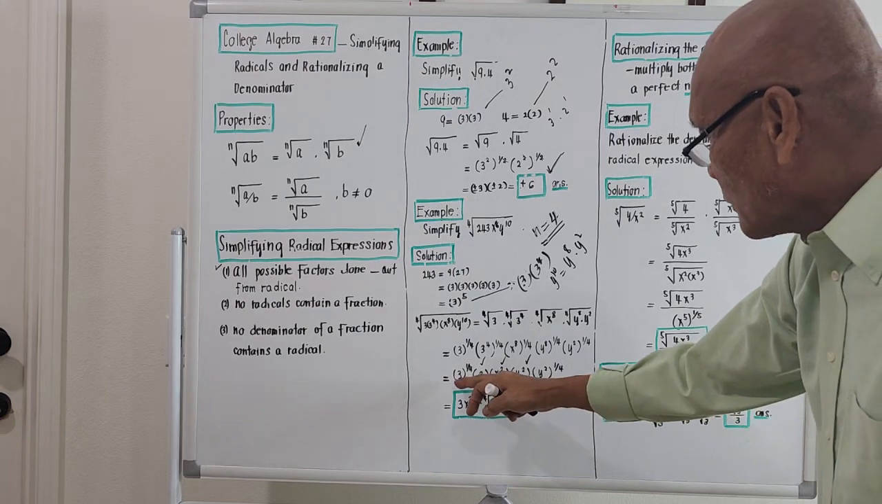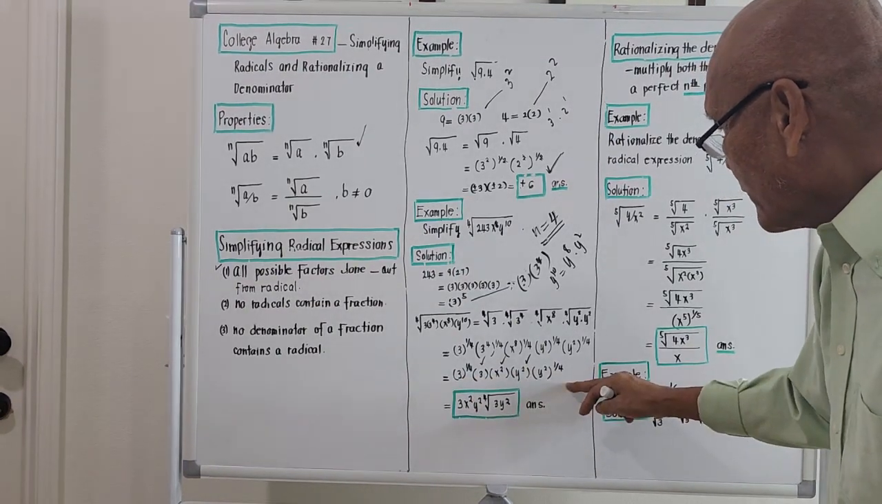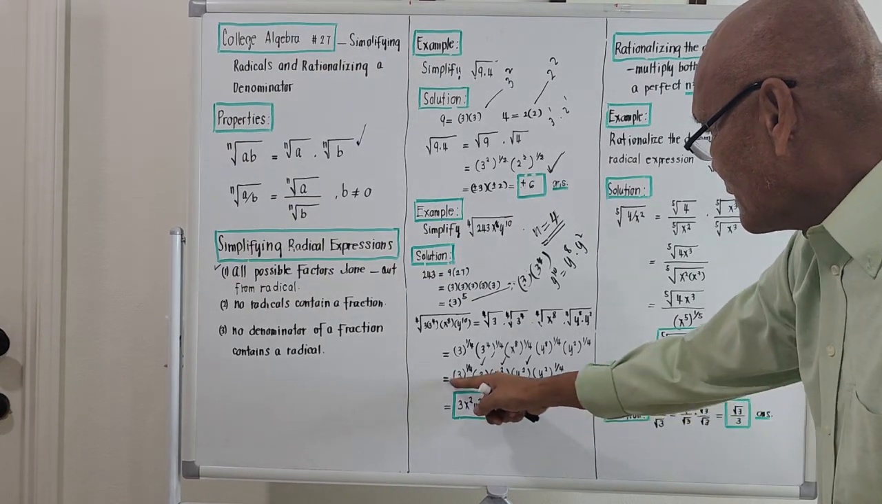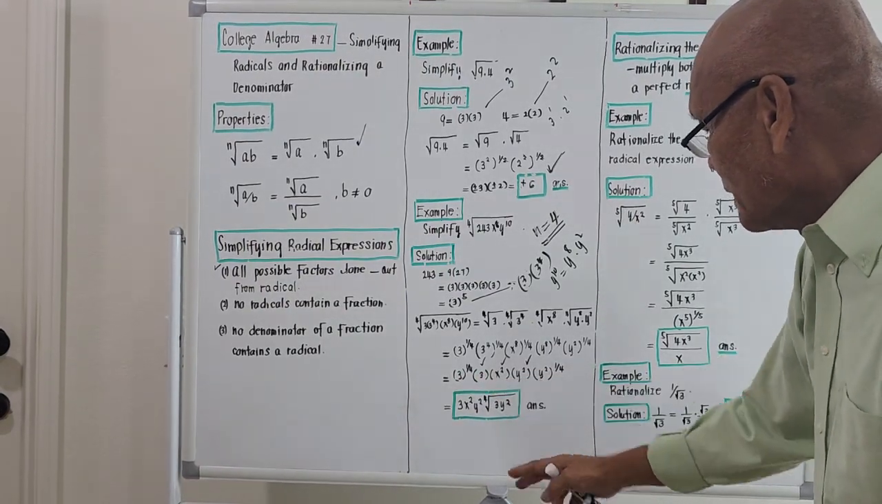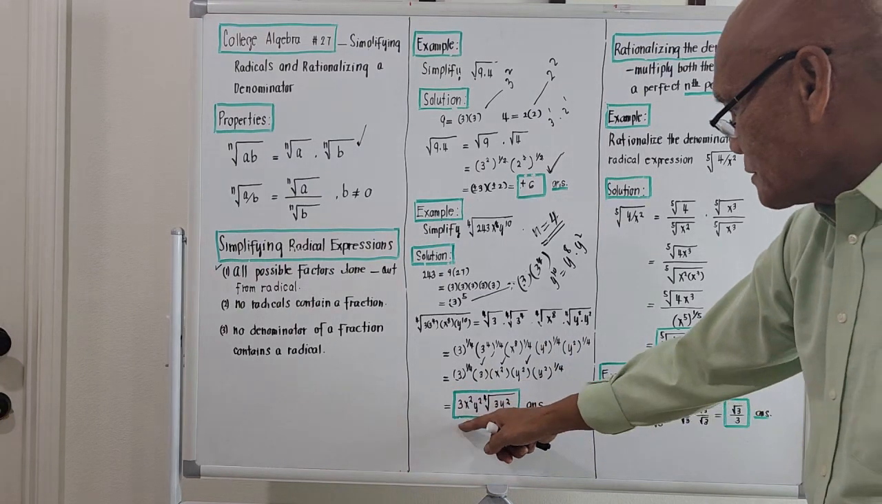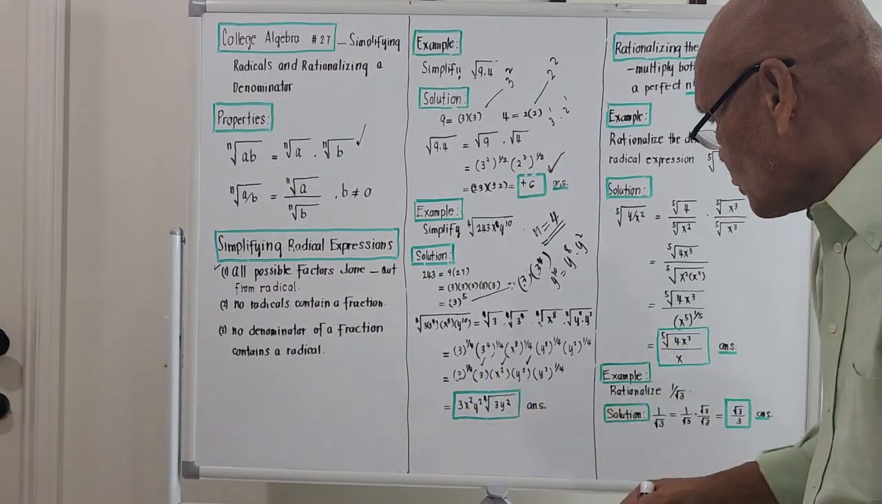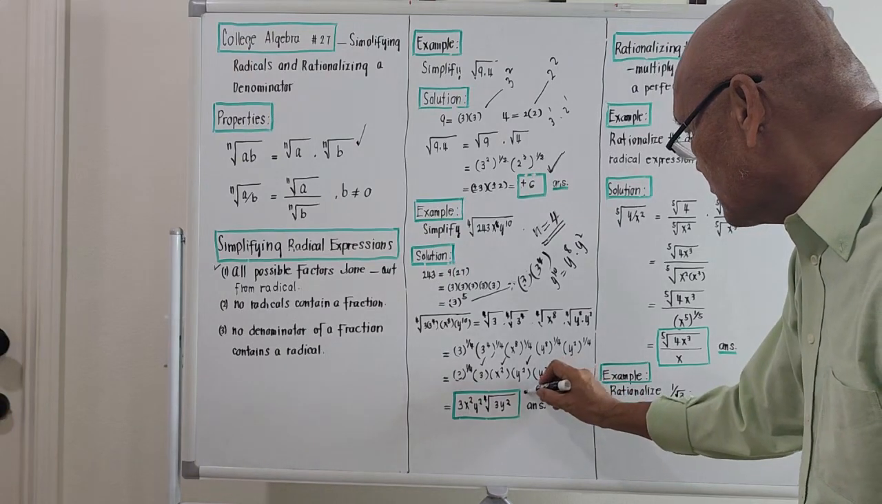So the final answer will be 3x squared y squared and the fourth root of 3y squared. We combine this one already in this one. Okay, their index is 1/4, right? So this is 3y squared raised to 1/4. So the final answer will be 3x squared y squared, the fourth root of 3y squared. That will be our final answer.